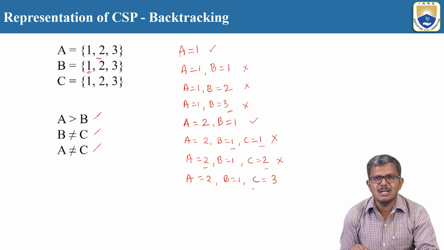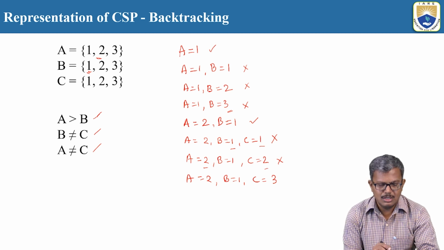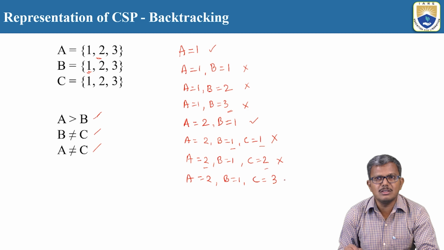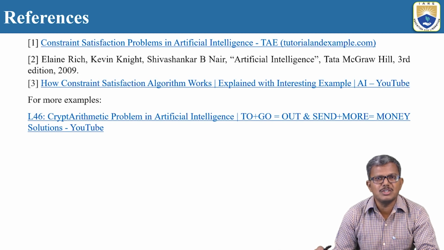We will see whether this assignment satisfies all the conditions or not. A greater than B is true. B does not equal C is true. And A and C should not be equal, so in this particular case also it is true. This assignment is also possible. Like this, we should explore all the possibilities where we can assign different values to the variables. This is the way the backtracking mechanism helps us explore the different possibilities of assigning values to the variables. This is all about constraint satisfaction and how we can solve constraint satisfaction problems.